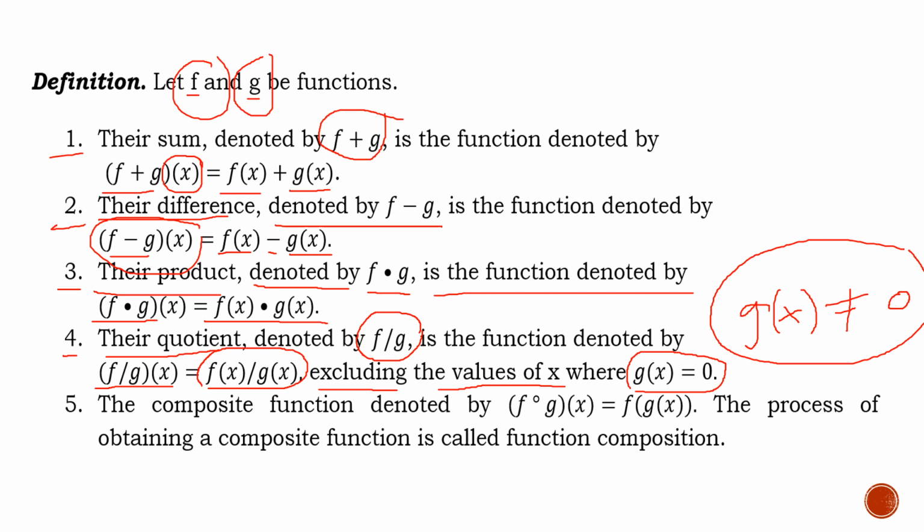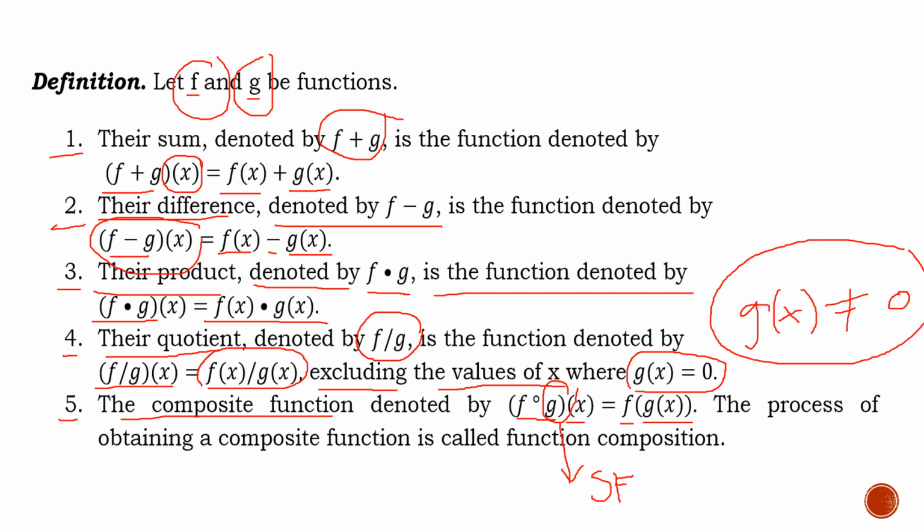For number 5, the composite function, denoted by f composite g of x, is f of g of x. Whatever your second function is, here g, will serve as the value of the variable x in your first function, f of x.